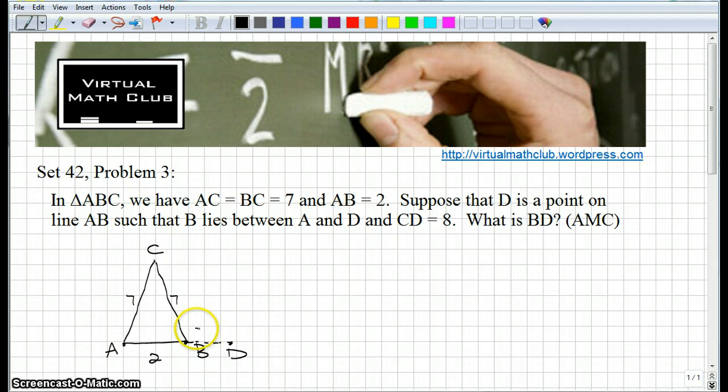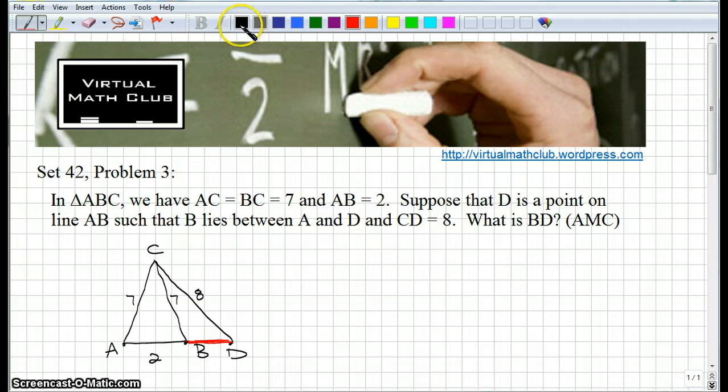And what else do we know? We know that the length of CD is 8. So let's connect this up here, and this is 8. And we're asked to find, let me show it in a different color, the length of this line BD. So I'll highlight that for you.